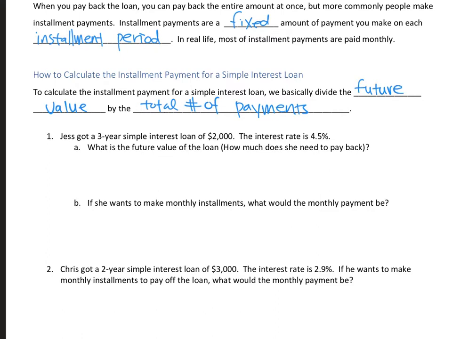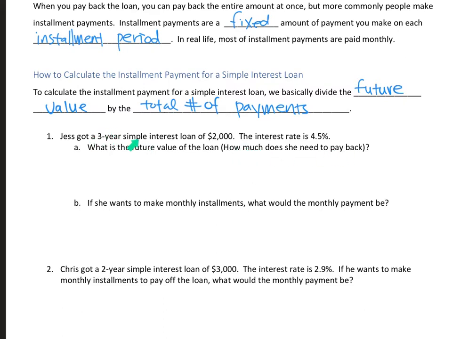Okay, let's look at question number 1. She has a 3-year simple interest loan of $2,000. The interest rate is 4.5%. So it's a simple interest loan. She's going to borrow for 3 years, and her original amount is $2,000. What is the future value of the loan? Meaning, how much does she have to pay back?